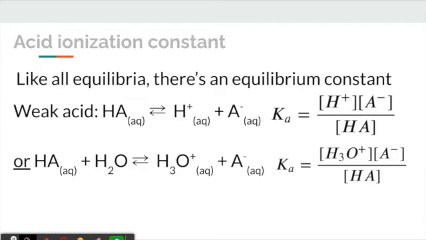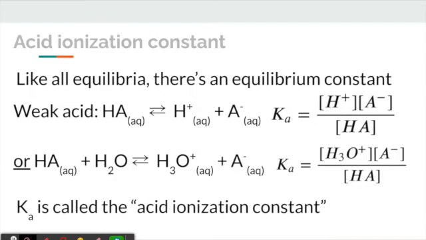And the reason is because water is a liquid and it does not appear in the expression for the equilibrium constant. The name for this equilibrium constant is the acid ionization constant, or sometimes people call it the acid dissociation constant. I will often use that terminology rather than acid ionization constant. They mean the same thing, and Ka is the simpler way to just refer to it every time.